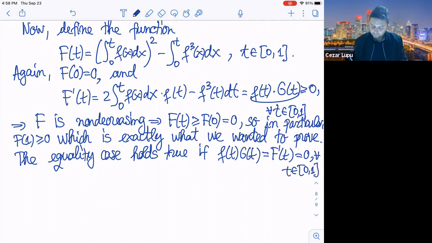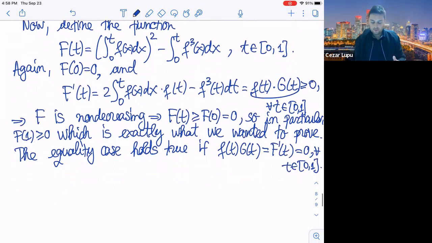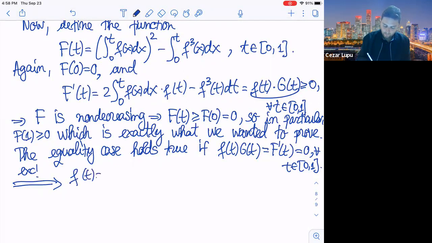Well, you can solve this. This implies you have only two options, so I'll leave this to you as an exercise. Either f of t is 0 or f of t is t. So these are the only two functions that verify. Anyway, so that's problem number 2 from this seminar. It's fairly easy as well.